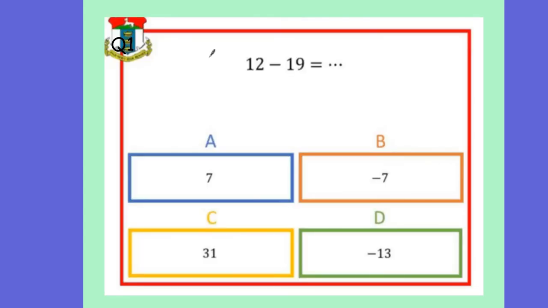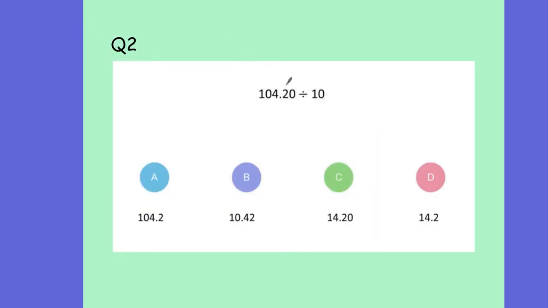Right, let's run through some answers. We've got 12 subtract 19. Well, we know 12 subtract 12 would just give us a 0, but we need to go 7 more spaces along, so the correct answer was B. Well done if you got that right. Question number 2, 104.20 divided by 10. All those numbers need to move one space along on the place value table, so that's going to give you 10.42, which was B.